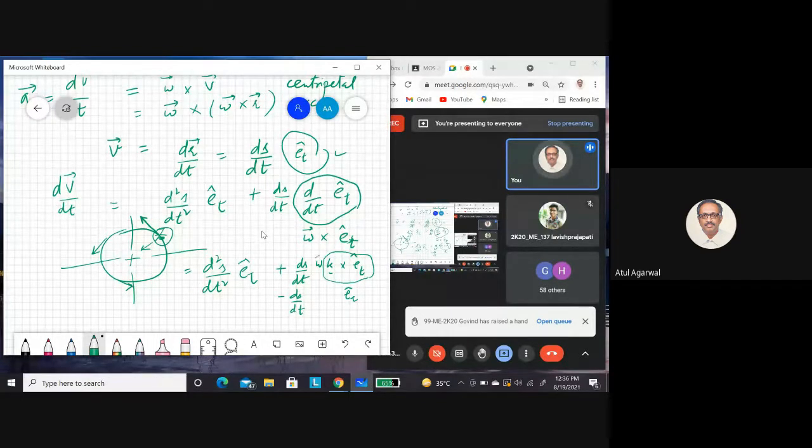What is this omega? Can you write this omega as theta dot? What is theta dot? If this is theta, theta dot is d theta by dt. This is your delta s. Delta s by r is equal to delta theta.